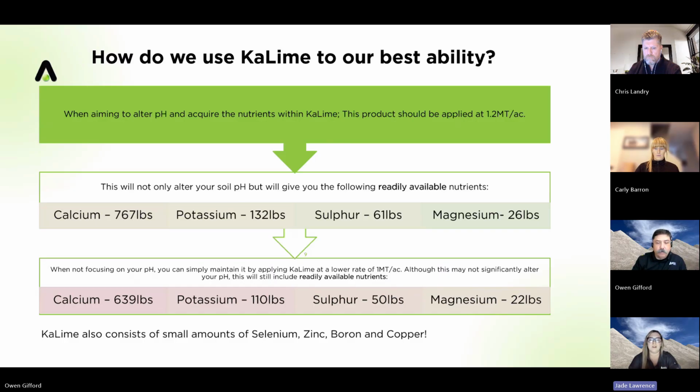So if you go in at 1 ton per acre, again, you're not going to significantly change your pH, but you'll be able to get the benefit of the 639 pounds of calcium, 110 pounds of potassium, 50 pounds of sulfur, 22 pounds of magnesium, and again, just little trinkets of selenium, zinc, boron, and copper.